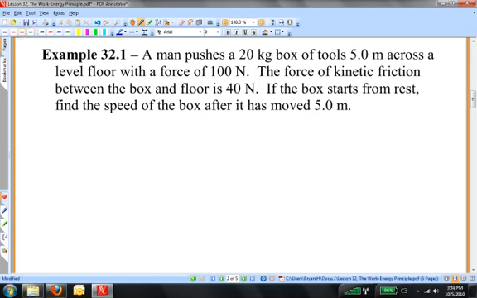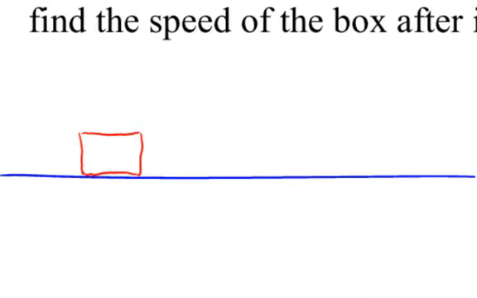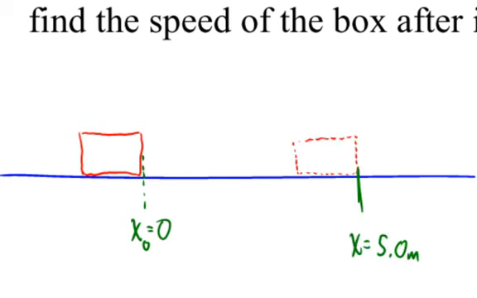Let's sketch a diagram of this situation and then look at the forces that are acting on the box. The box starts from rest, and it starts at some position on the floor that I'm going to call x equals 0. The man pushes the box across the floor, and it ends up 5 meters to the right of where it started. So we can say the displacement of the box is 5.0 meters. Now let's look at the forces that are acting on the box. Let's sketch a free body diagram. This black dot over here represents the center of gravity of the box.